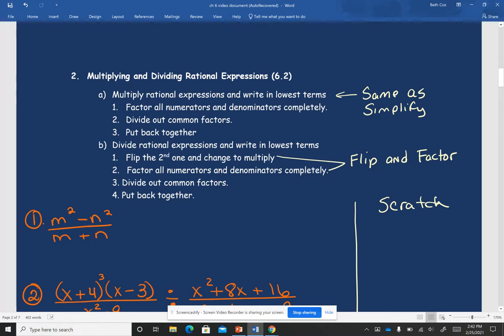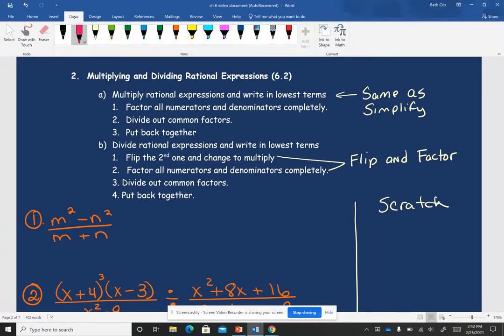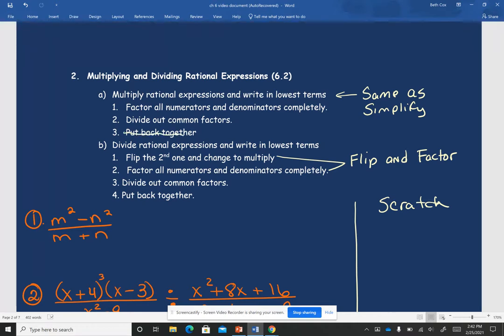Now the steps for multiplying are basically the same as simplifying. We factor the numerators and denominators completely. We divide out the common factors and then we put it back together. But the reality is that we don't really multiply it back together. We leave it in factored form because it's easier that way. So you don't have to actually multiply it back together.